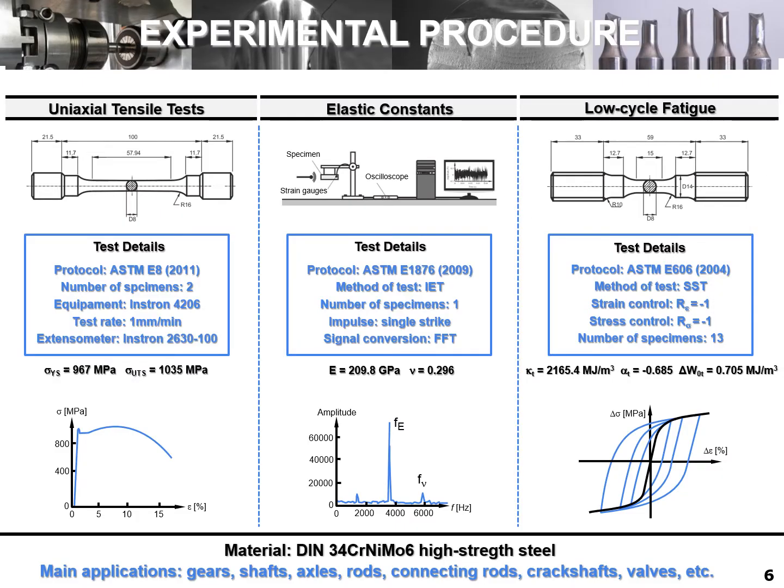In order to test the model, some experimental work is needed. We have conducted monotonic tensile tests, resonant tests to evaluate the elastic constants, and low-cycle fatigue tests to determine the cyclic plastic behavior. The material selected was the 34CrNiMo6 high-strength steel.